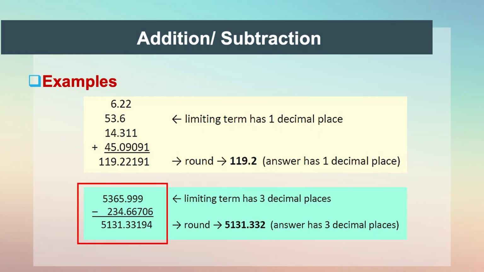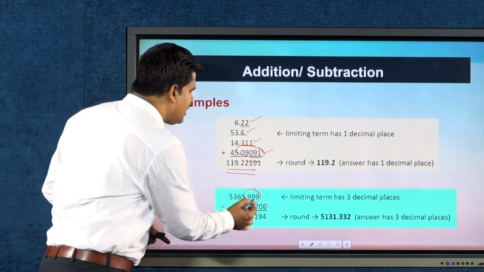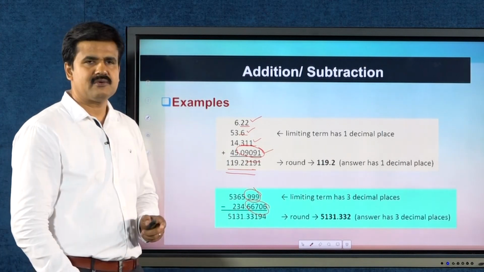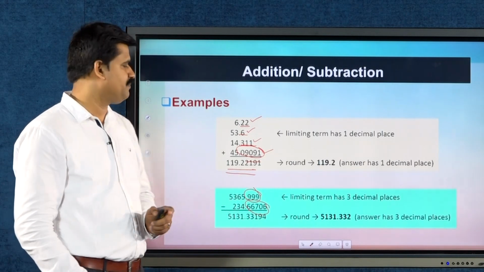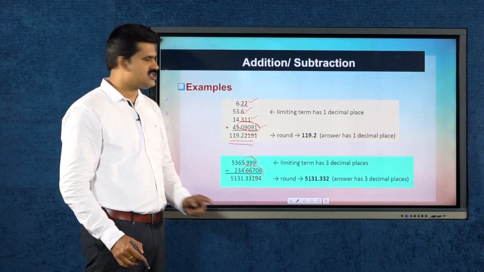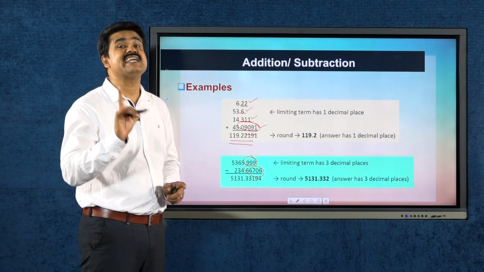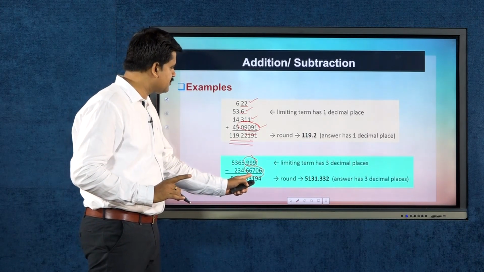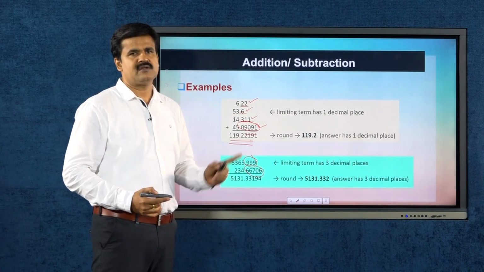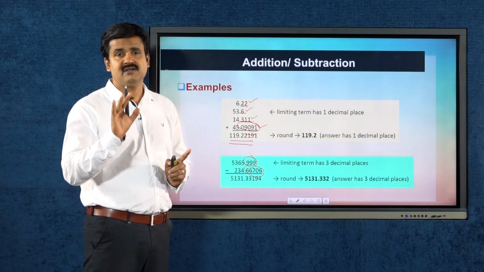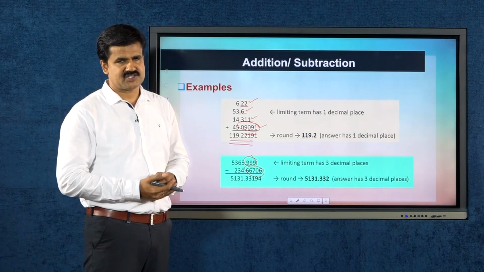We are subtracting two quantities. Here there are three decimal places. Here there are five decimal places. Absolutely no doubt, the limiting term has three decimal places. So, the first one is the limiting term. Whenever you are performing the subtraction, you will get the actual result like this, but the final result must have three decimal places. So, this 33194 should be rounded off to 332. This is the rule of significant figures associated with the arithmetic operations addition and subtraction.